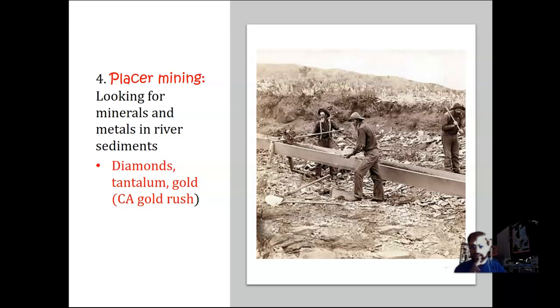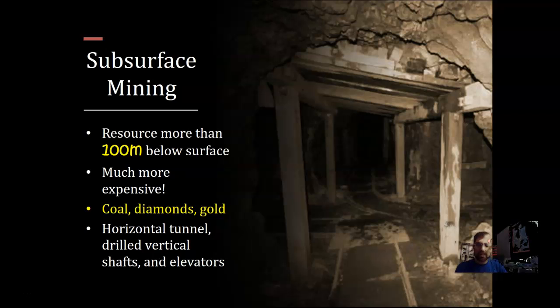Placer mining is looking for minerals and metals in river sediments like diamonds, tantalum, gold. This is the gold rush you think about. And then the other type is subsurface mining. So you can be more than 100 meters below the surface. It's much more expensive. So usually you're going for really high quality, high value products like coal, diamonds, or gold. And they're usually horizontal tunnels, drilled vertical shafts, and elevators.